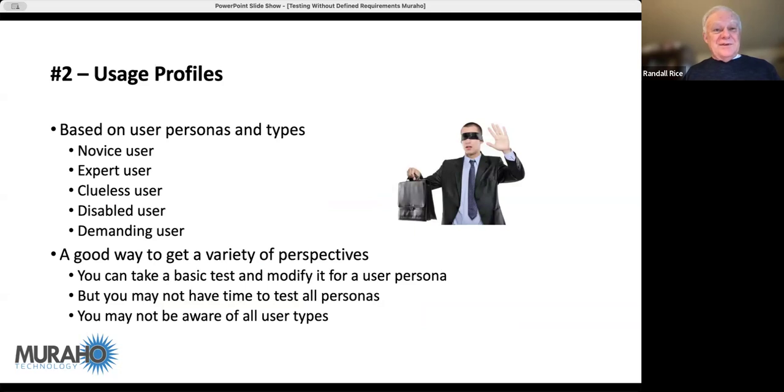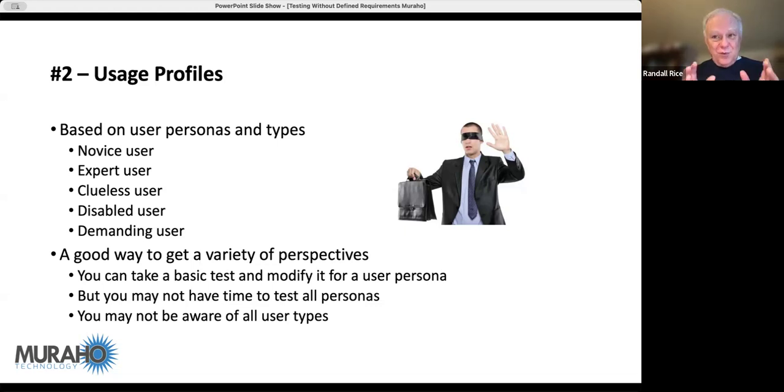Okay, the second method is usage profiles. Now this is where you take on various user personas and types. So what would it look like if I tried to do a particular function as a novice user or an expert user, perhaps a clueless user? And I don't mean that as badly as it sounds, but someone who's never been trained, someone who is just looking at something for the very first time, how would they try to use our application? Maybe a disabled or handicapped user, or a demanding user, or even an angry user, could be some ways to look at this. And it's a good way to get a variety of perspectives.